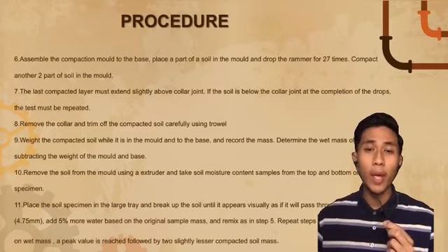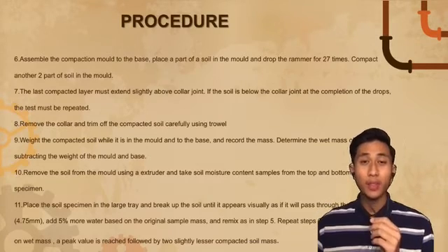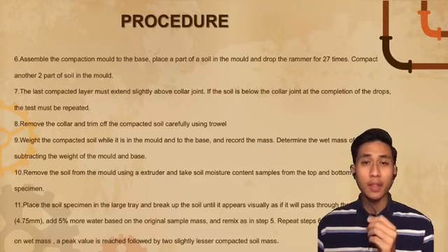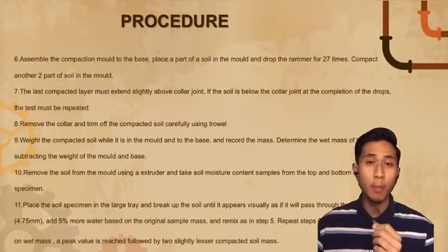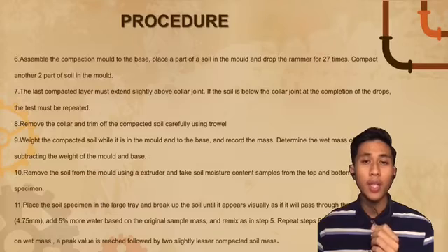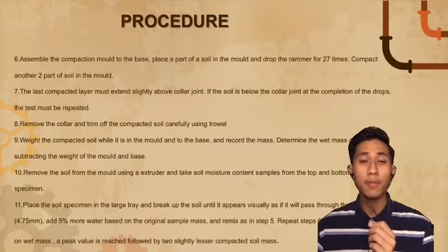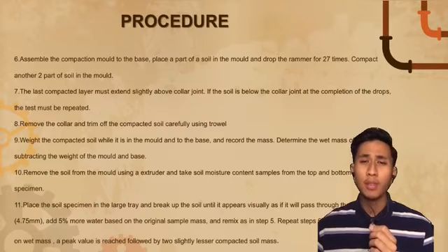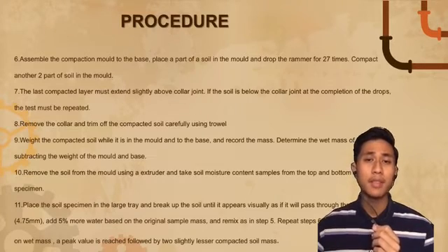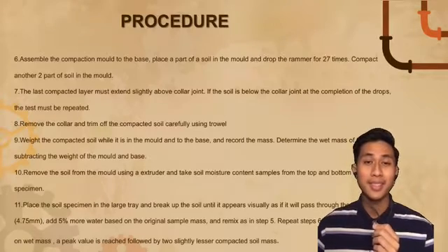Then, determine the wet mass of the soil by subtracting the weight of the mold and the base. Then, remove the soil from the mold using extruder and take soil moisture content samples from the top and bottom of the specimen. Lastly, place the soil specimen in the large tray and break up the soil until it appears visually as if it will pass through the sieve 4.75 mm and add 5% more water based on the original sample mass. And then remix as in step 5, repeat step 6 through 10 until, based on wet mass, a peak value is reached followed by 2 slightly lesser compacted soil mass.